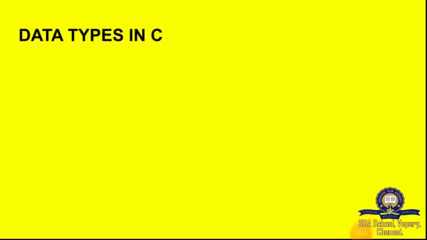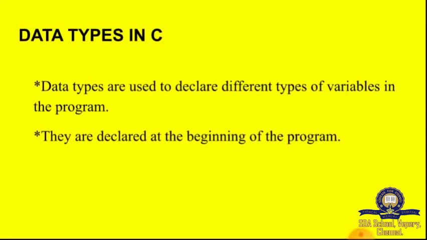Next topic we are going to learn is data types in C. Data types are used to declare different types of variables in the program. They are declared at the beginning of the program.